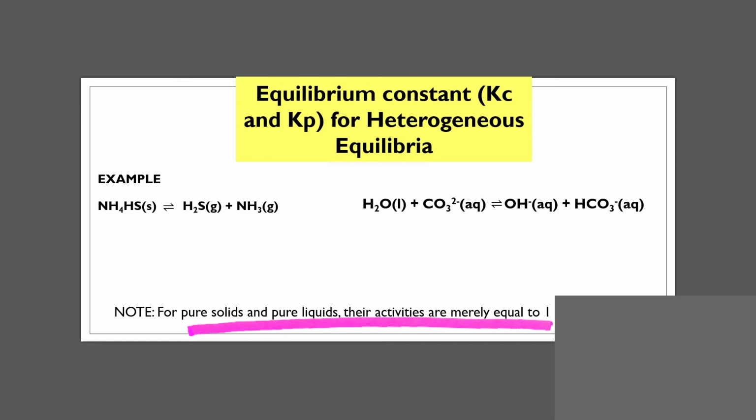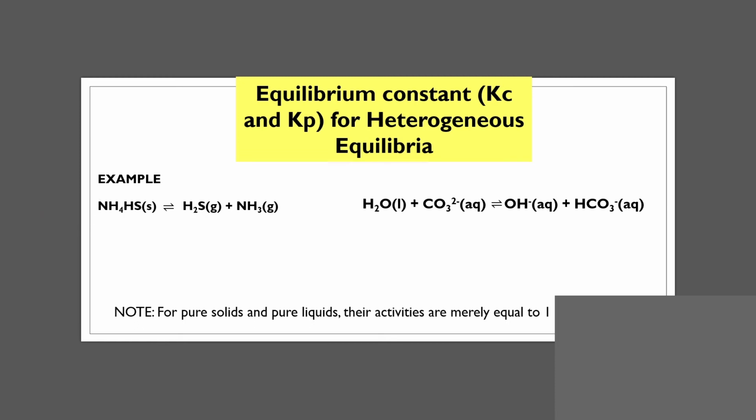Hence, when we write the Kc and Kp equilibrium expressions, when it involves a pure liquid or pure solid, its activity is just equal to 1. So, for example, in the first reversible reaction here, we have solid ammonium hydrogen sulfide decomposing to become hydrogen sulfide and ammonia gas. So how do we write the Kc expression of this?